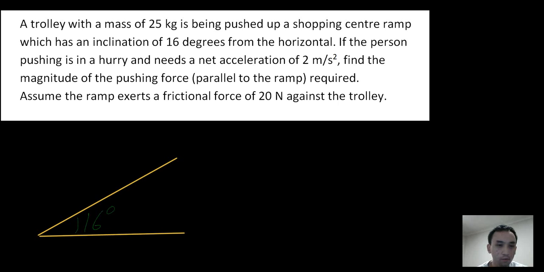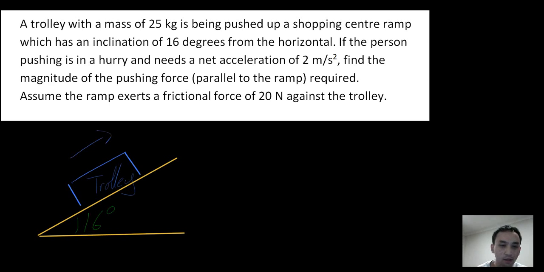From the horizontal, we got a trolley. Now, not really an artist, so I'm just going to draw this as a block. This is my trolley over here. And I want a net acceleration of 2 meters per second squared parallel to the ramp.